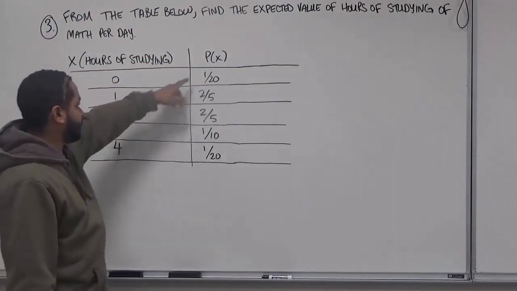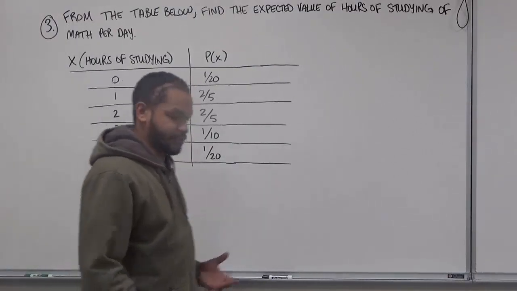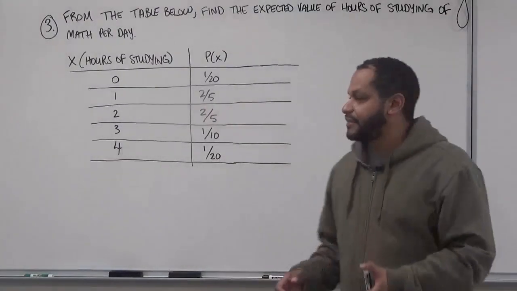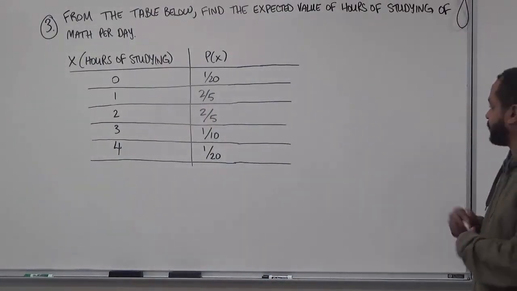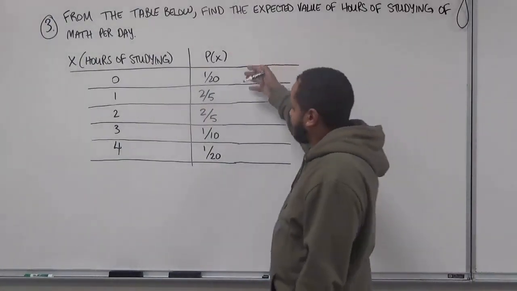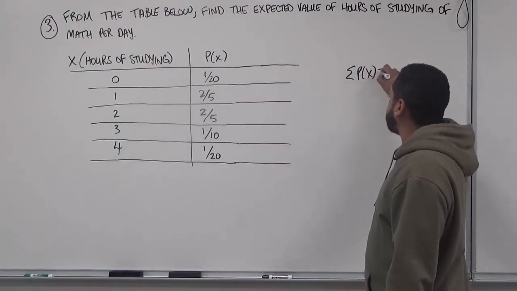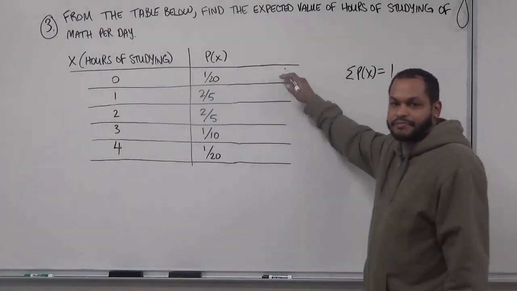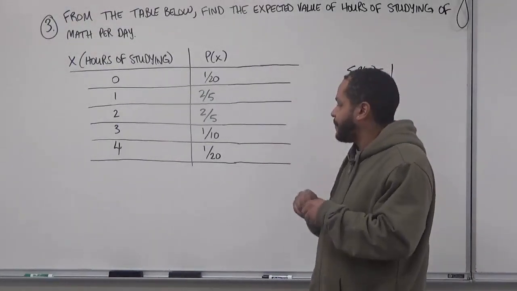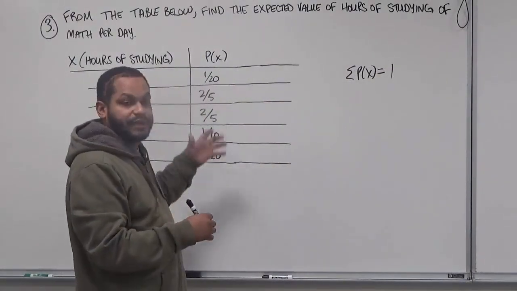0, 1, 2, 3, and 4, with 1 over 20, 2 over 5, 2 over 5, 1 over 10, and 1 over 20. Now, before we can begin to take the expected value of this problem, we have to check a couple of things. First of all, for anything to be a probability distribution, the sum of the probability of X must be 1. And also, each probability on the list must be between 0 and 1.